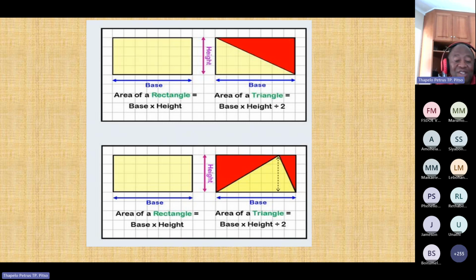We can even see here in the figure below, if you cut it into yellow and red shapes, you'll always be getting half of the rectangle. Hence, we say half base by height when we look for the area of a triangle.